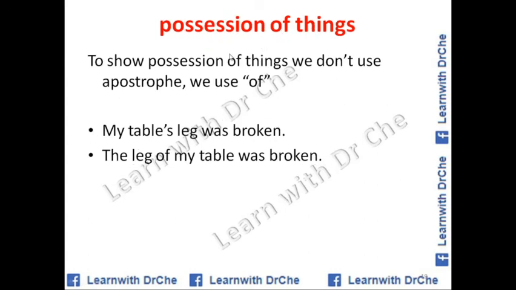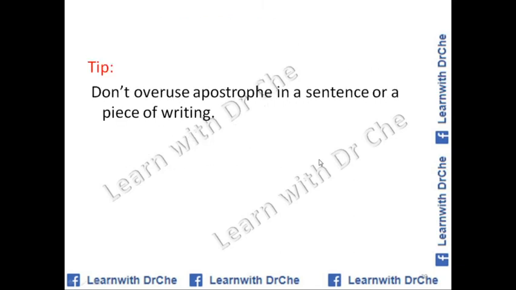Possession of things. To show possession of things, we don't use an apostrophe, we use of. My table's leg was broken. This is wrong. The leg of my table was broken.